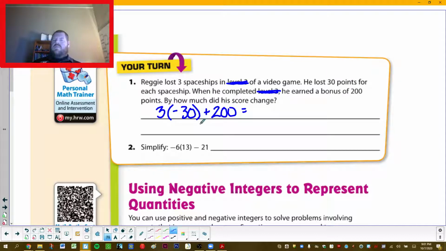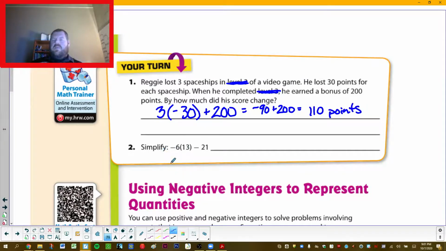So let's see what his overall score was. 3 times negative 30 is negative 90 plus 200. Again, integer operations, addition, different signs. Think about subtraction. 110 and keep the sign from the bigger one. So we end with 110 points.